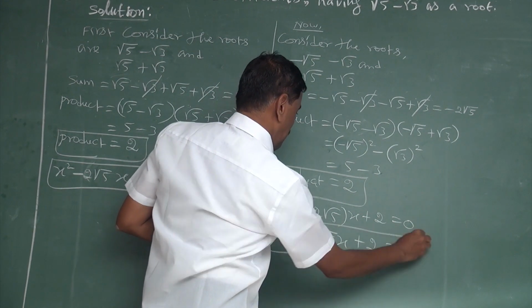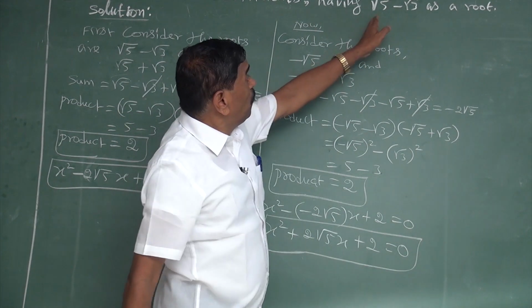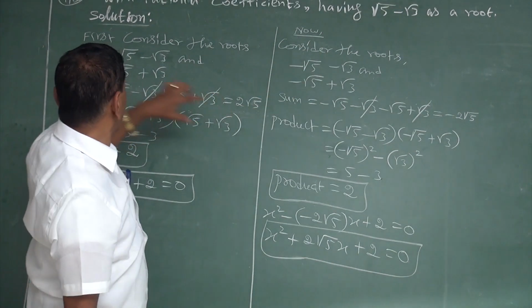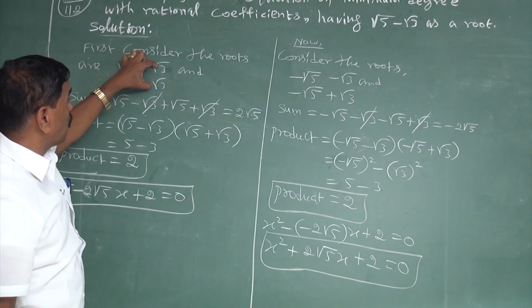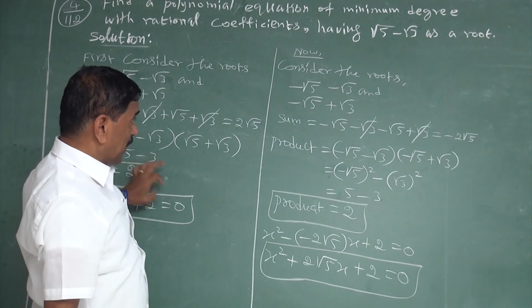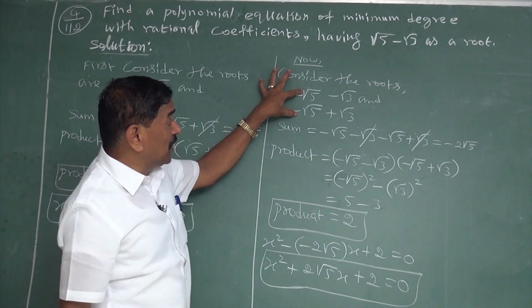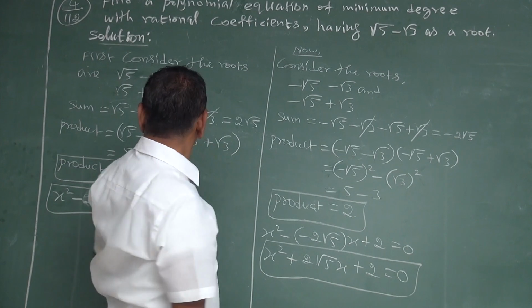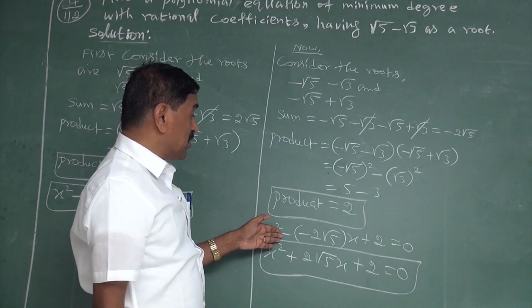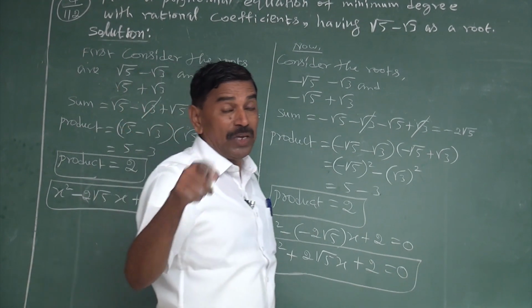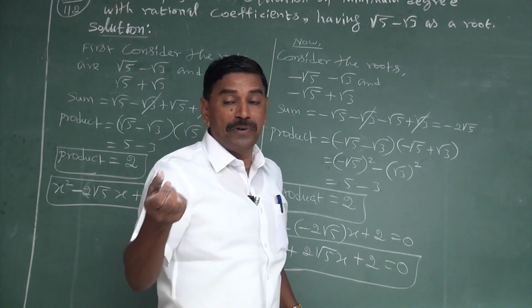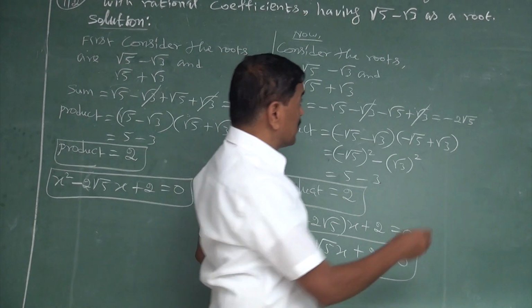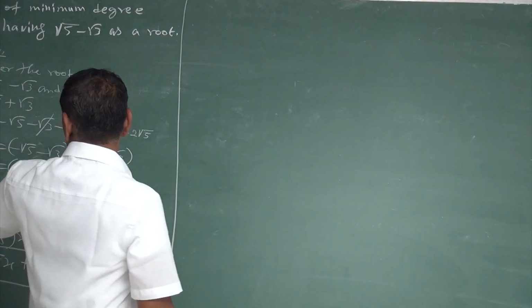Okay. Again, root 5 minus root 3 has 3 more roots. So consider root 5 fixed, then conjugate. We get one quadratic equation. Next, minus root 5 fixed, then conjugate. We get one more quadratic equation. Now, product of these two quadratic equations gives a biquadratic equation. A biquadratic equation will be of the form x power 4, x square, constant. Now I want to find a product.